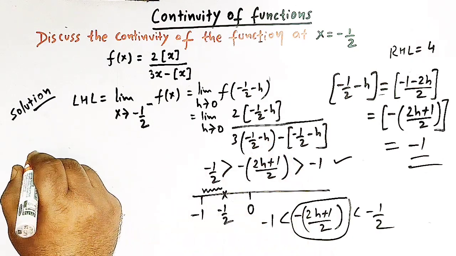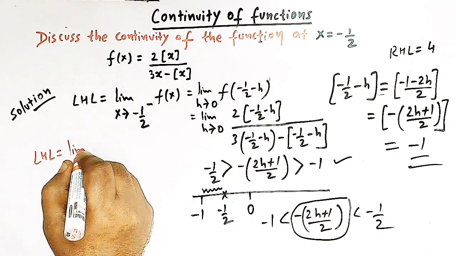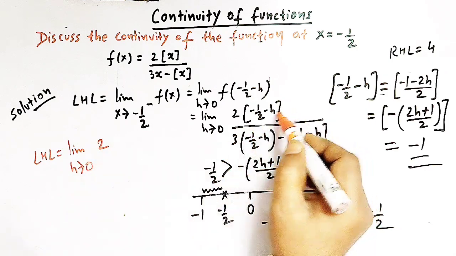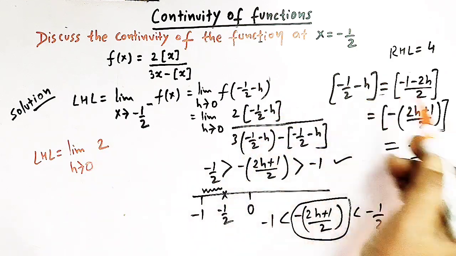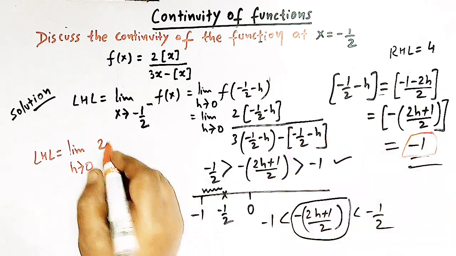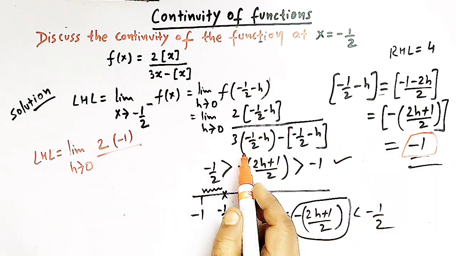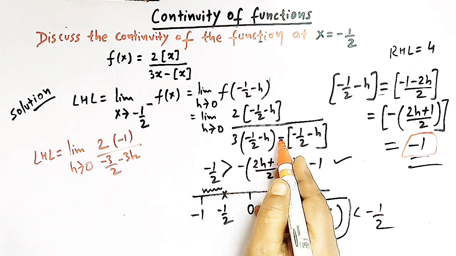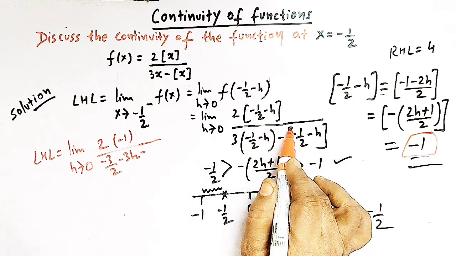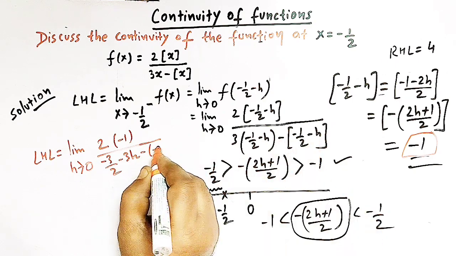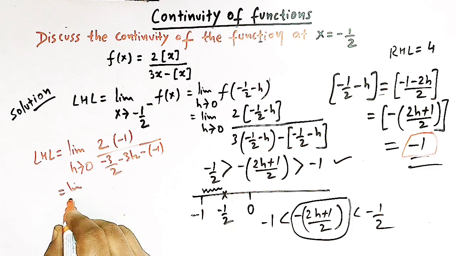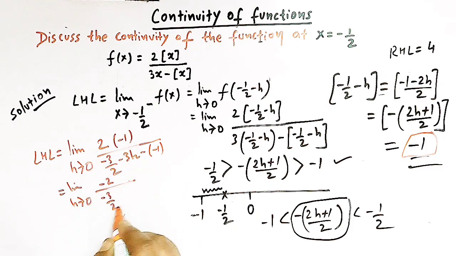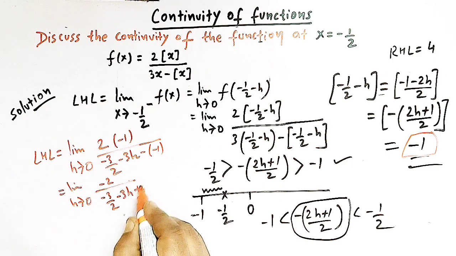So now we can write this limit as the limit h tends to 0, and here we have 2 times the greatest integer of minus half minus h, that is equal to minus 1. So here we have minus 1, then we have minus 3 by 2 and minus 3h, and here we have minus the greatest integer of minus half minus h, that is minus 1. So this is the limit h tends to 0 of minus 2 and minus 3 by 2 minus 3h plus 1.